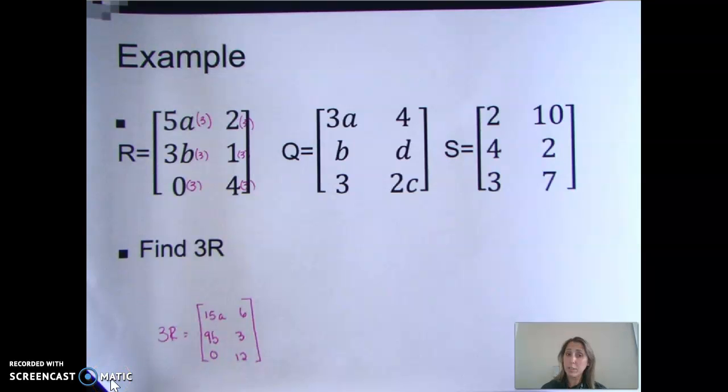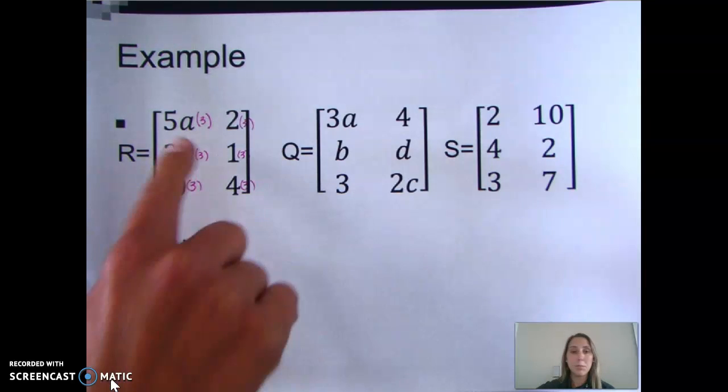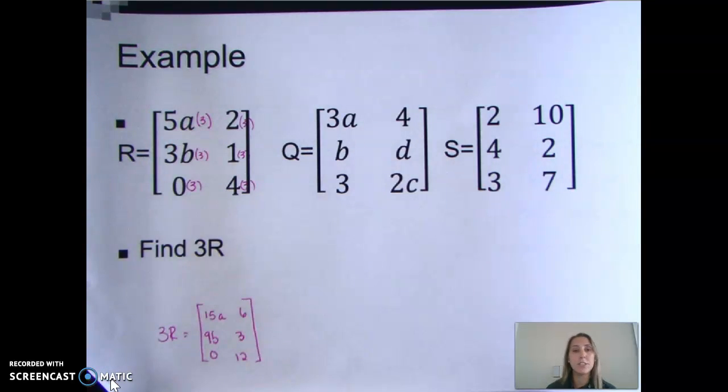Alright, we're going to learn how to do the problem at the bottom of the first page in your homework packet. So we need to find 3r. To do that, I'm going to multiply 3 times every entry in there.